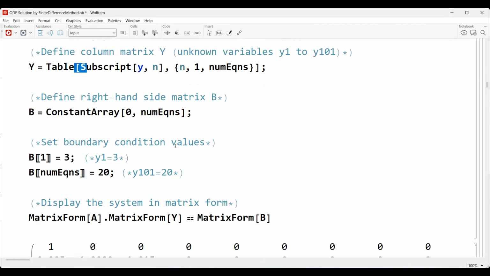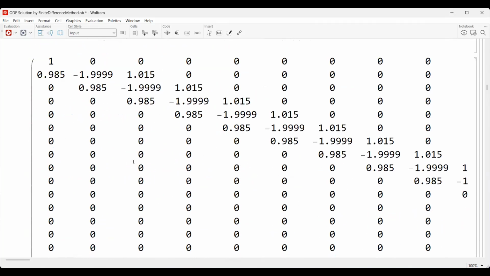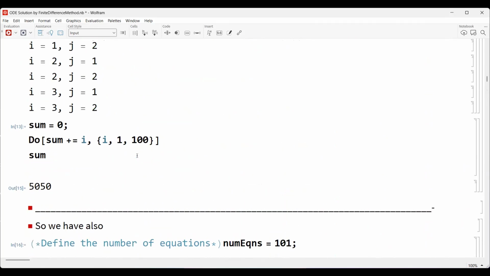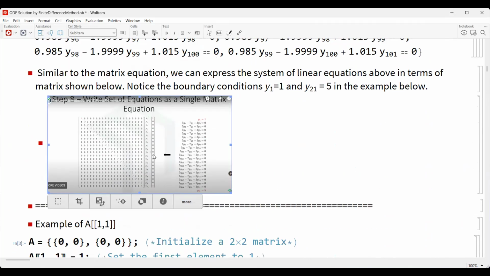Set the boundary condition values here. So y sub 0 is equal to 3, and y sub 101 is equal to 20 here. So display the system in matrix form here. So we have here, it is similar to this. All right, this one. Okay.